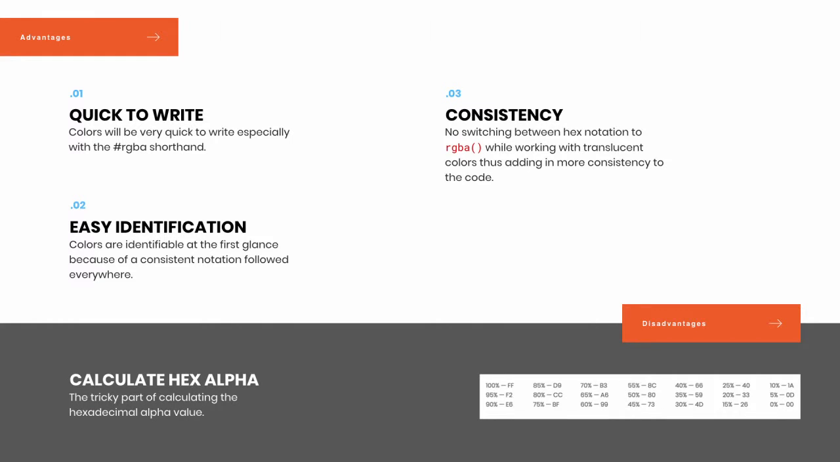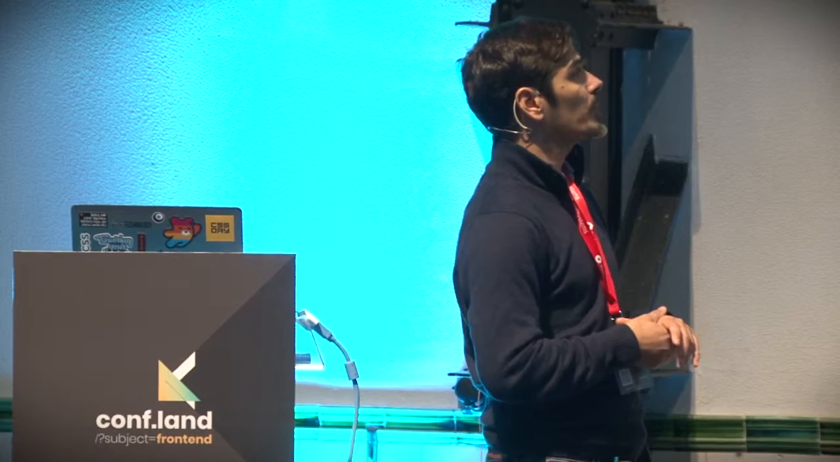The biggest disadvantage is how we calculate those last two digits regarding the alpha. For that, I truly recommend using a quick table where you can go and choose the right ones.